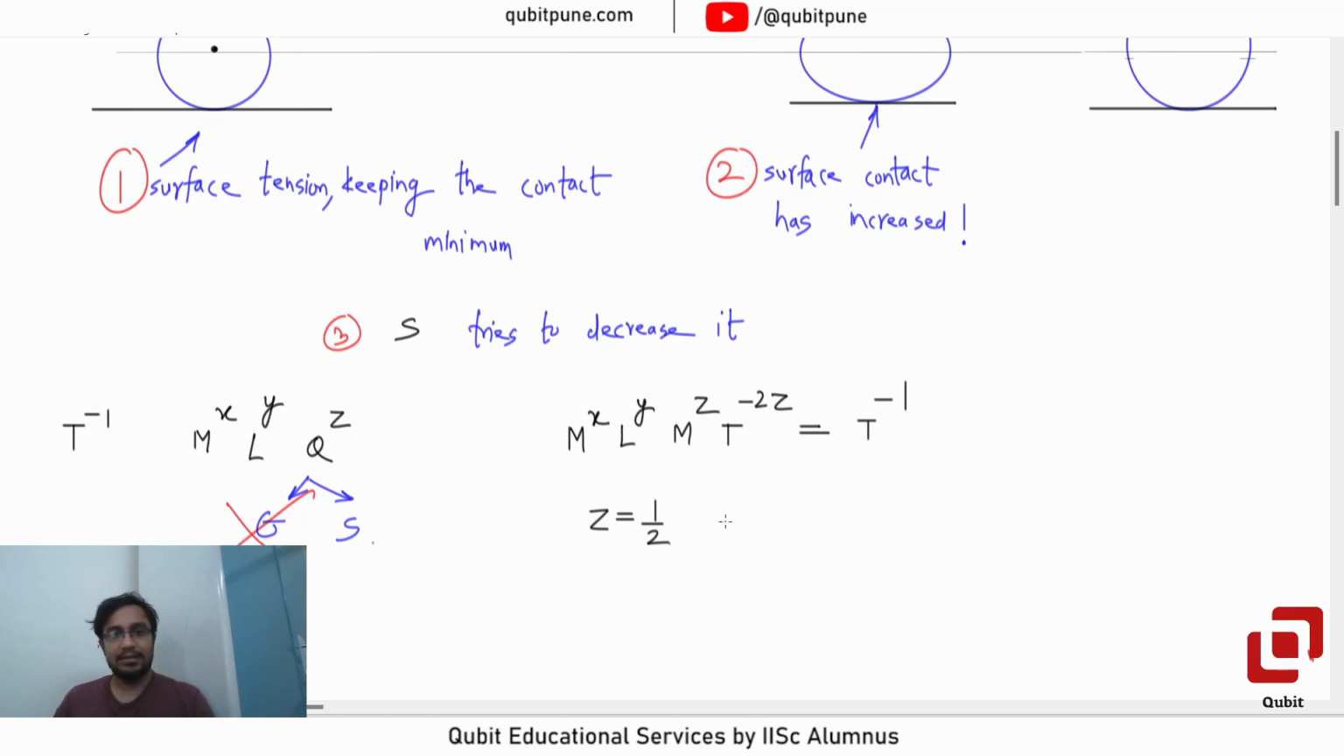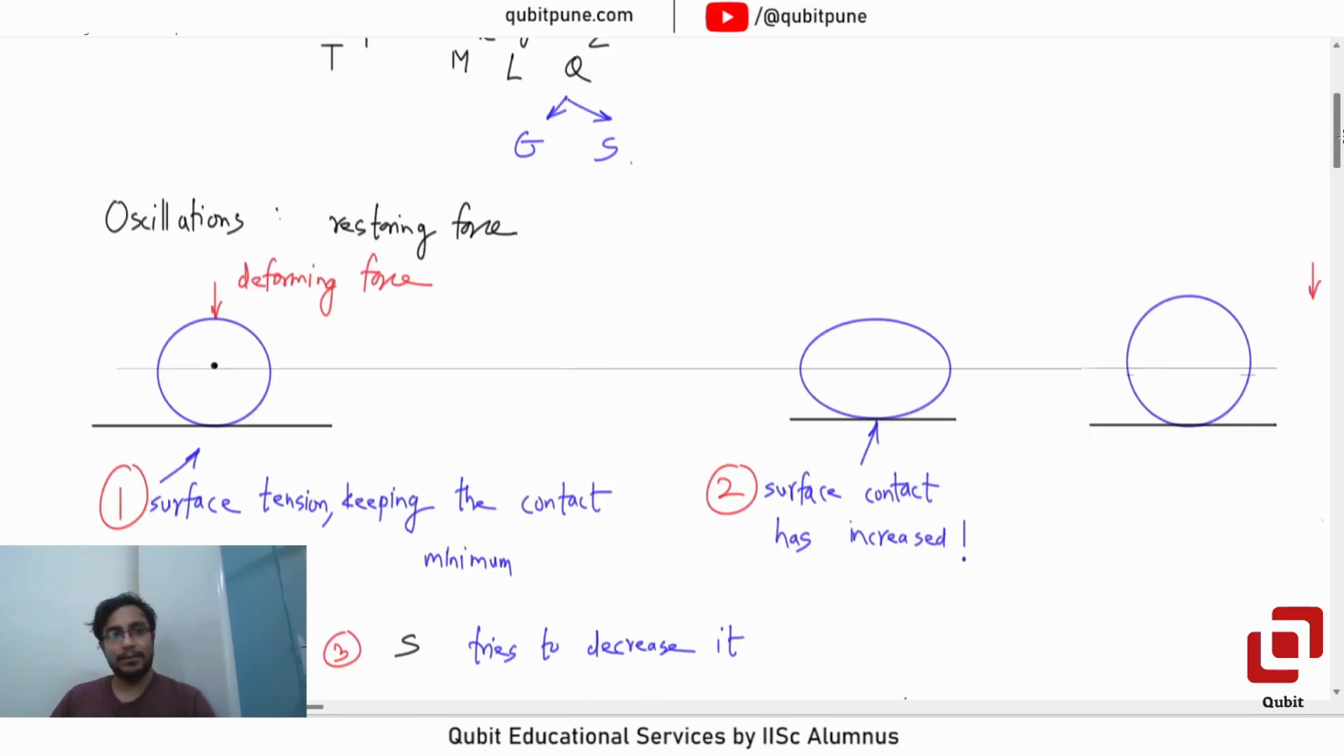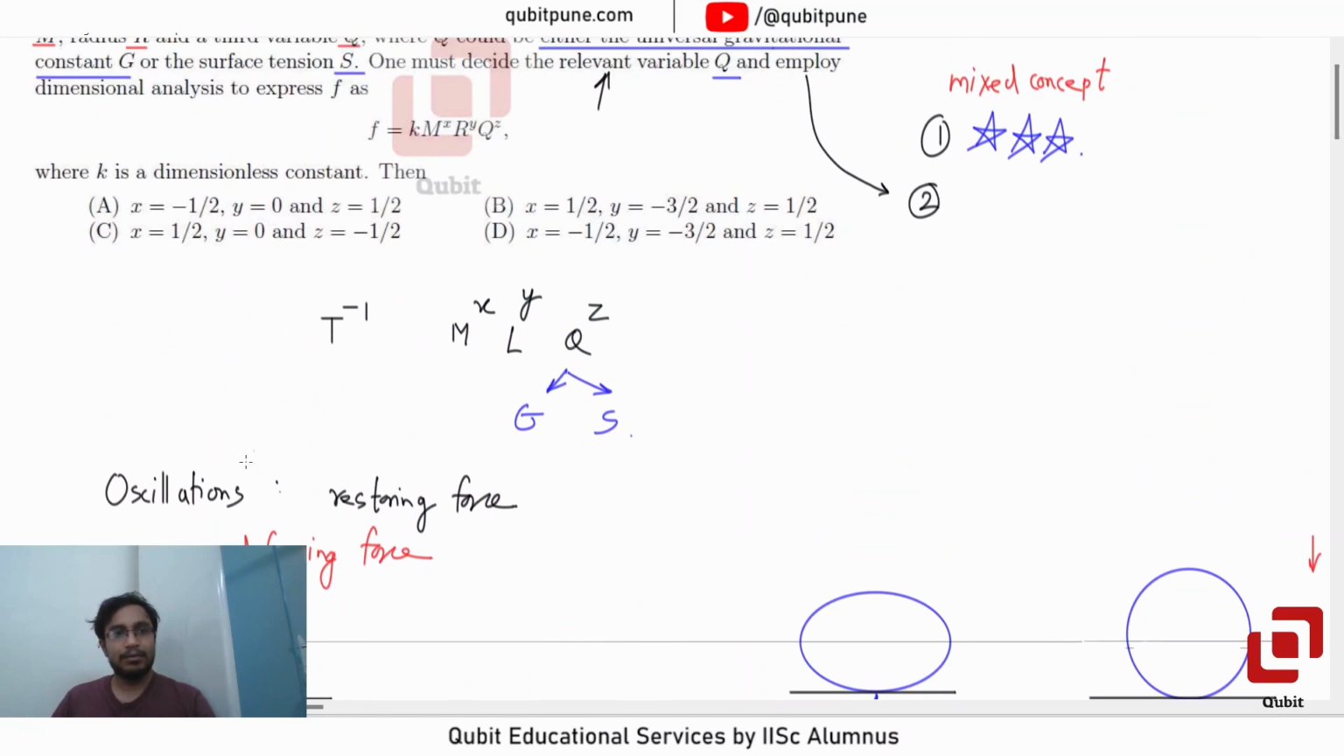z as 1 upon 2. x plus z should be 0 because there is no M on the right side, so x should be positive 1 upon 2. And y is 0. Oh sorry, x should be negative 1 upon 2, my bad. So negative 1 upon 2, 0, 1 upon 2, that is option A. So A is right.